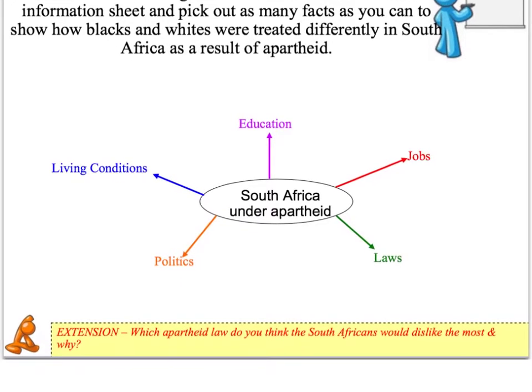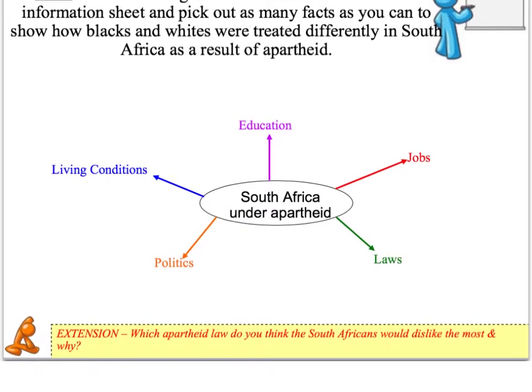Your extension task will be to identify which apartheid law you think black South Africans would dislike the most and explain your reason why. Please pause.